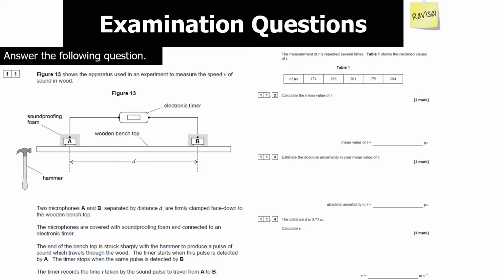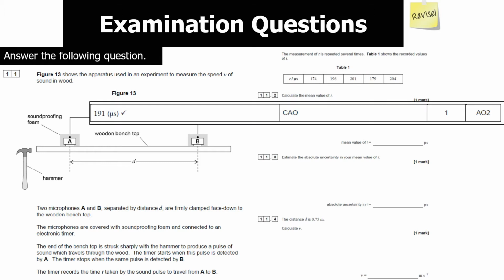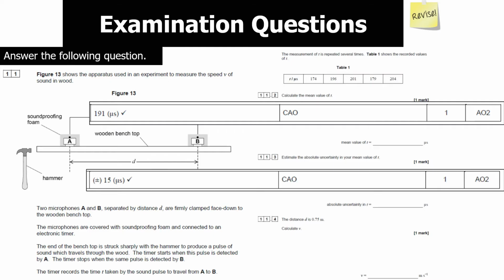Right, so this question is testing you on how you work out different values. To work out the mean, you add up all the values and then divide by the number of values that you have. In this case, it's going to be 5, but you've always got to consider whether there are any anomalous results, and they will be removed from your calculation, which you work out to be 191. Now, how do you estimate the absolute uncertainty? Well, when you've got a set of repeats, the absolute uncertainty is range divided by 2. Range is the biggest value minus the smallest value, then divided by 2, and we get plus or minus 15.